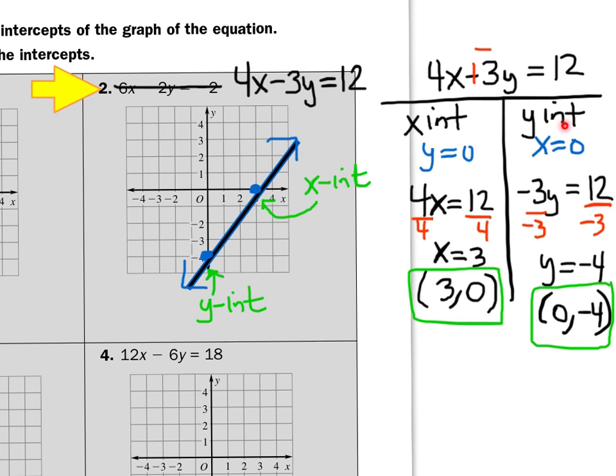When you're trying to find the y-intercept, you want to cover up the x. The x is 0. So I'm going to grab my big pointer and I'm going to cover up the x. It's gone. You can't see it.